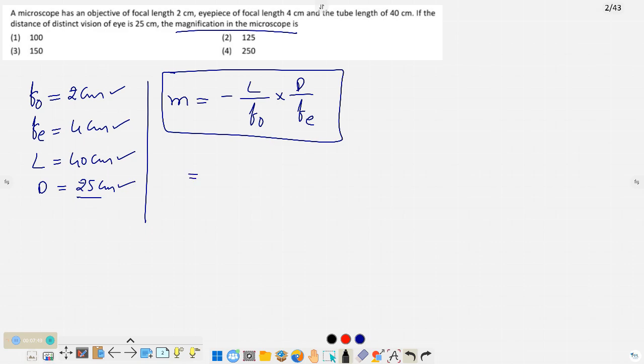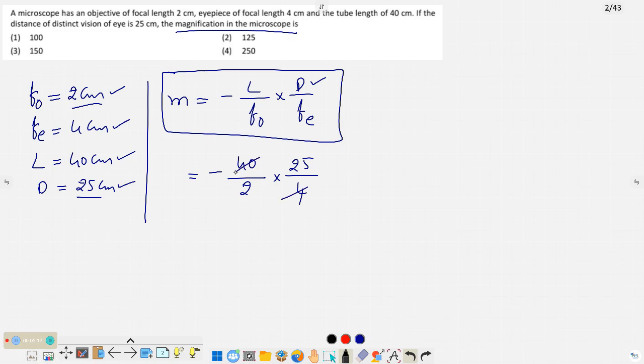So if you substitute the values here: L, the length of the tube, is 40 centimeters, the objective focal length is 2, the distance of distinct vision D is 25, and the eye lens focal length is 4.